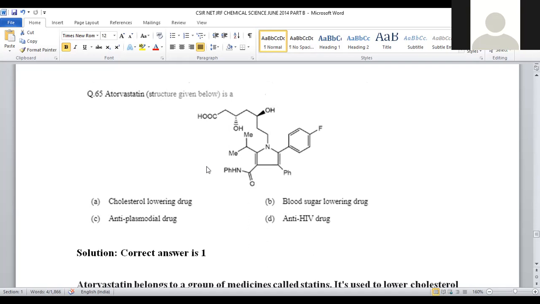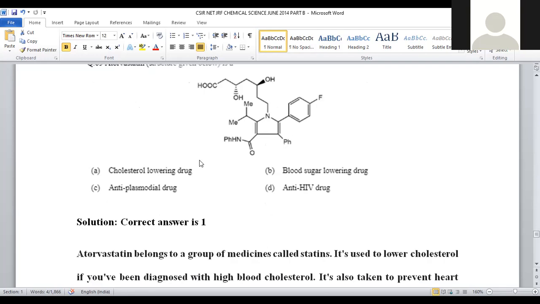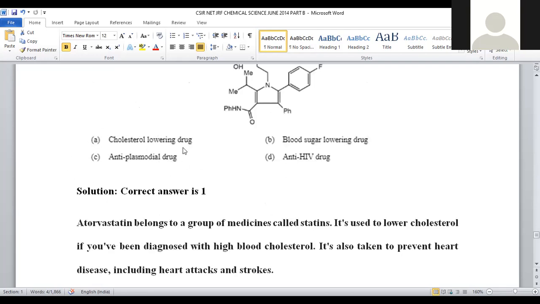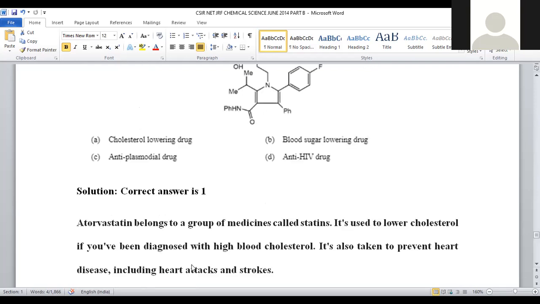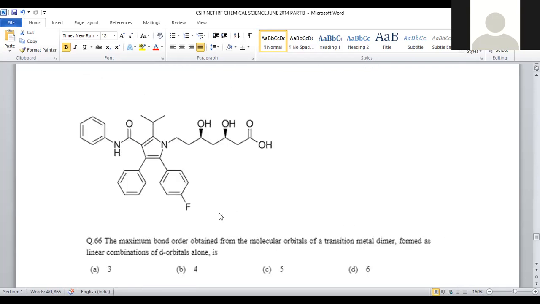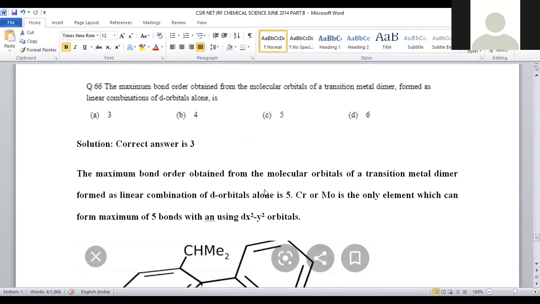So cholesterol lowering is possible by the administration of atorvastatin drug. It is mainly used for the curing of cholesterol lowering. So for question number 65, option number A is the correct answer. Let us move on to question number 66.